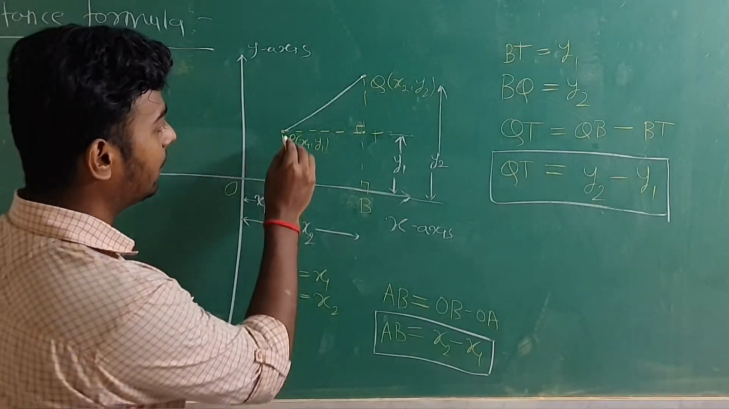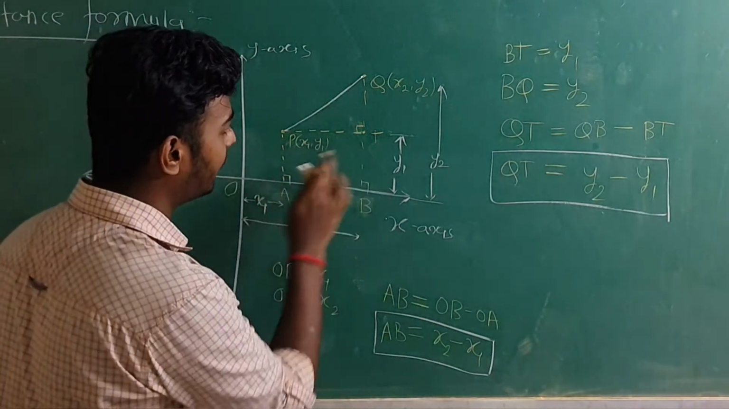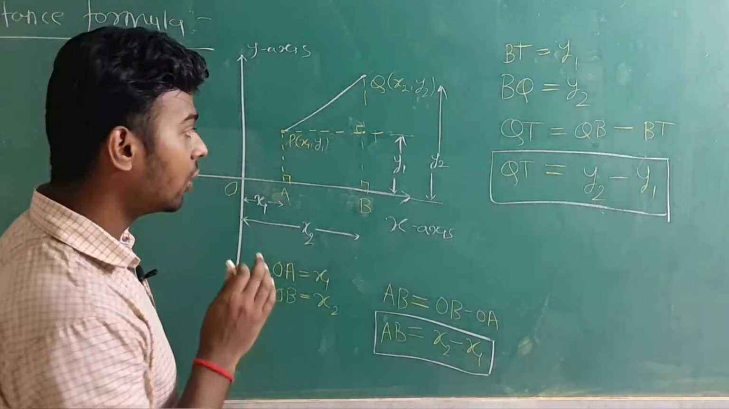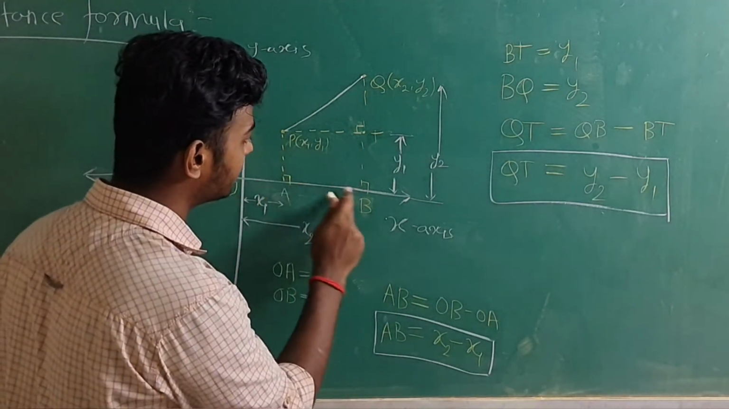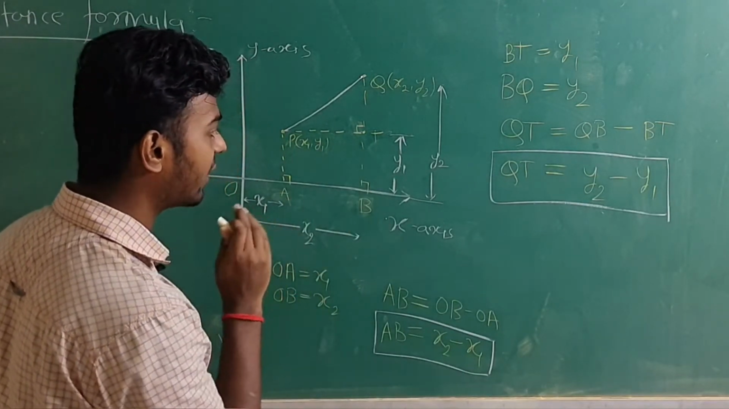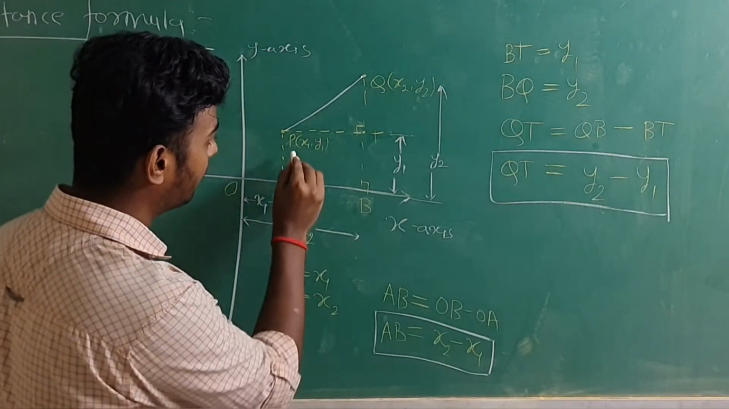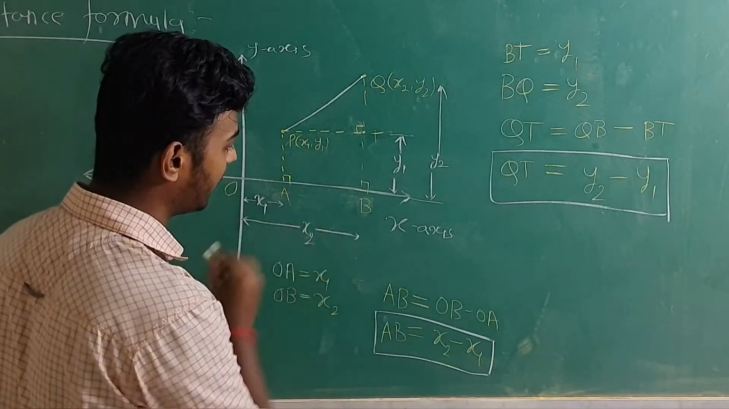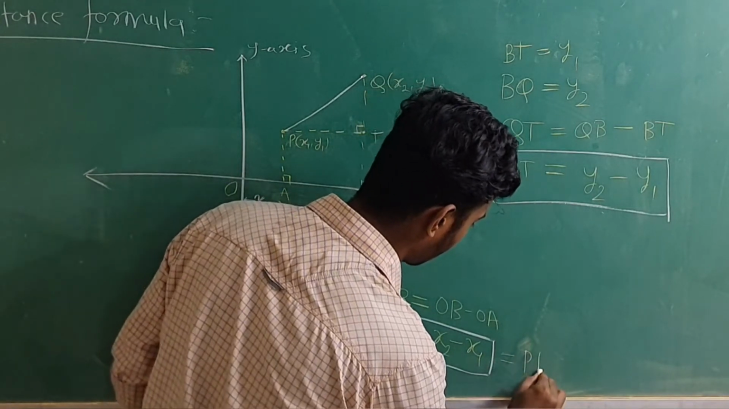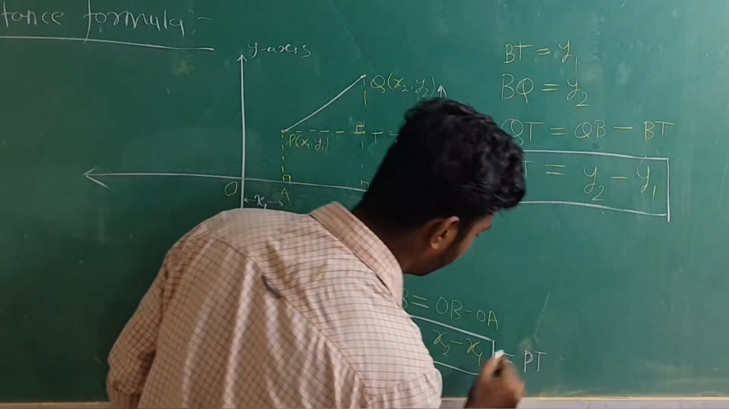Now in triangle PQT, do you know the length PT? No. But you know that APTB is a rectangle. So from the rectangle property we know that PT is equal to AB. So we write that this is also equal to PT.